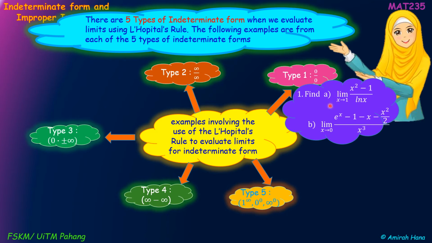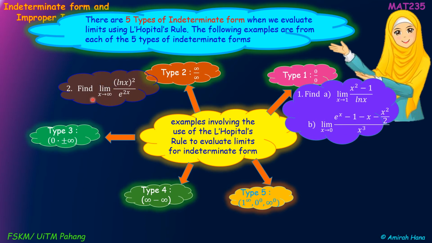Let me look at an example for type 1, which is indeterminate form 0 over 0. For this example, we have limit x to 1 of x squared minus 1 over ln x. If we substitute 1 into variable x, we have 0 over 0. And for part b, if we substitute 0 into variable x here, we also have 0 over 0. So this is under type 1. So we can use L'Hopital's rule if the answer gives 0 over 0 after we use direct substitution.